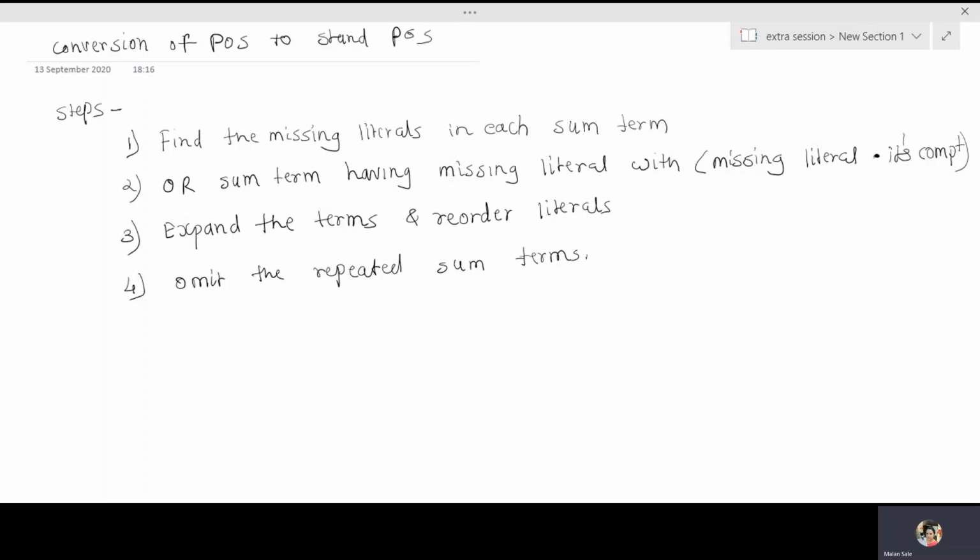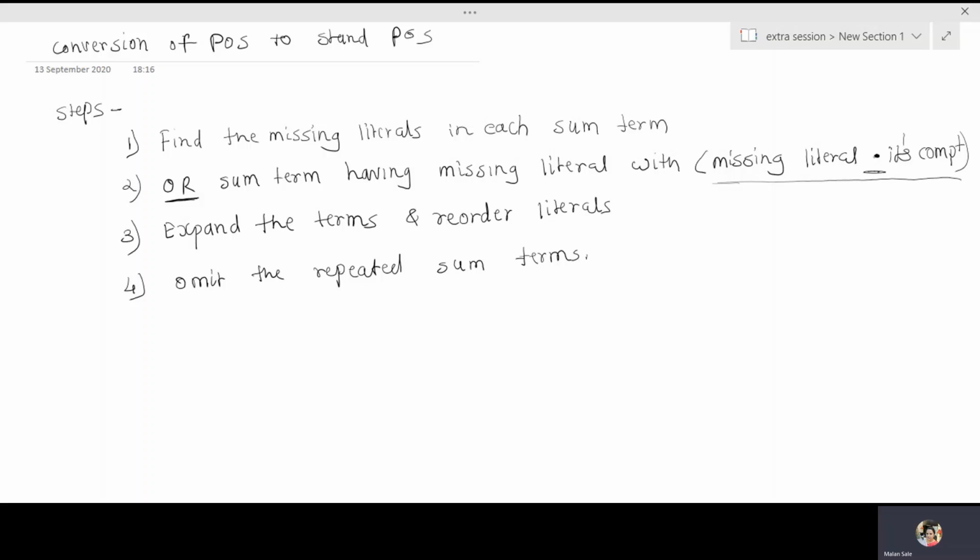In the SOP expression, we were adding together the product term, missing literal and its complement. But in converting the POS expression to standard form, we are ORing the sum term, which is missing a literal, with the term which is formed by the AND operation of the missing literal and its complement. The remaining steps are the same.